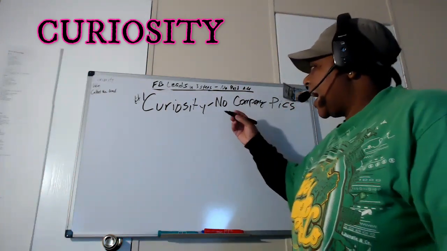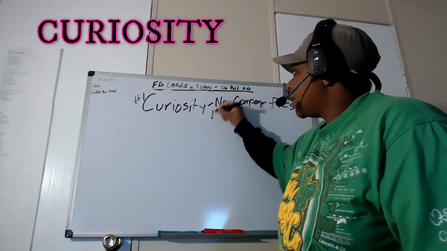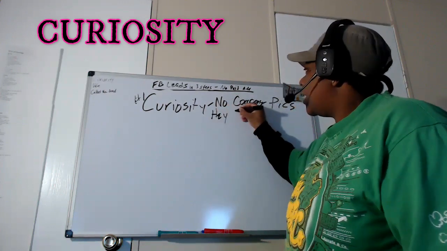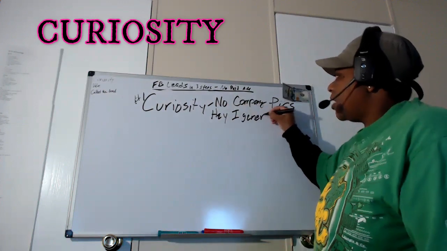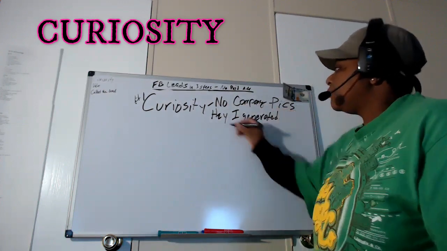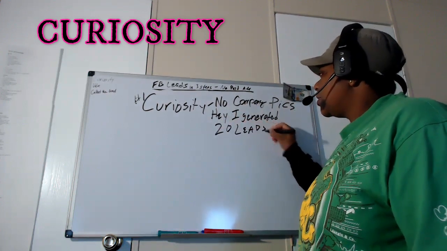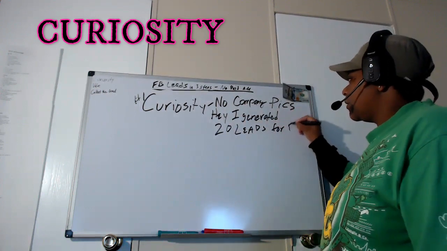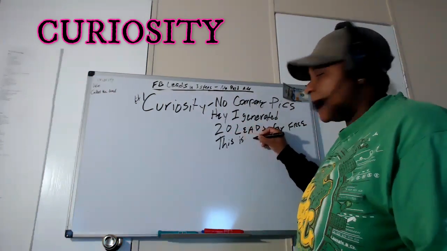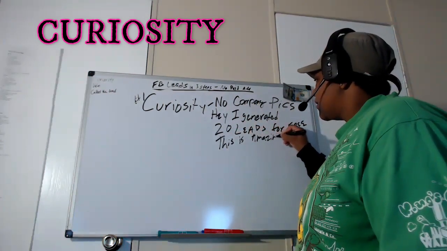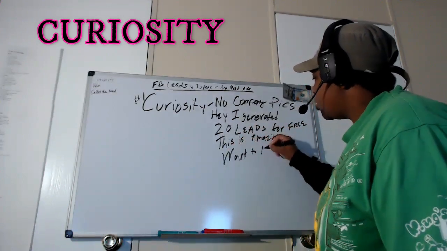Let's say you put up a post that says something like, hey, I just generated, let's say 20 leads, right? I just generated 20 leads for free. This is amazing. This is an example. Want to know how?